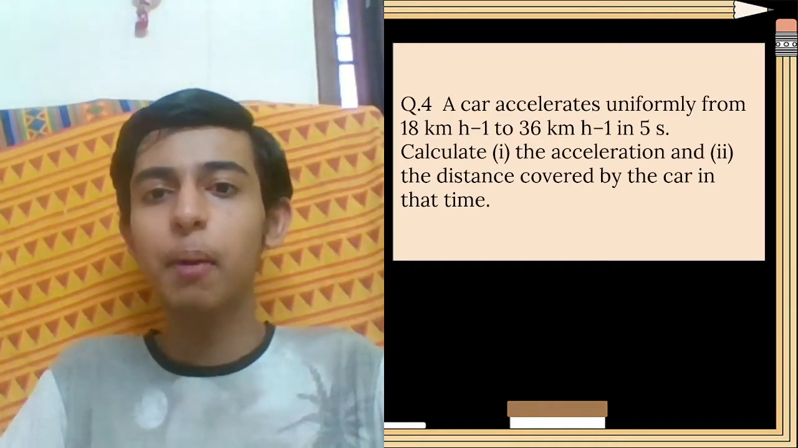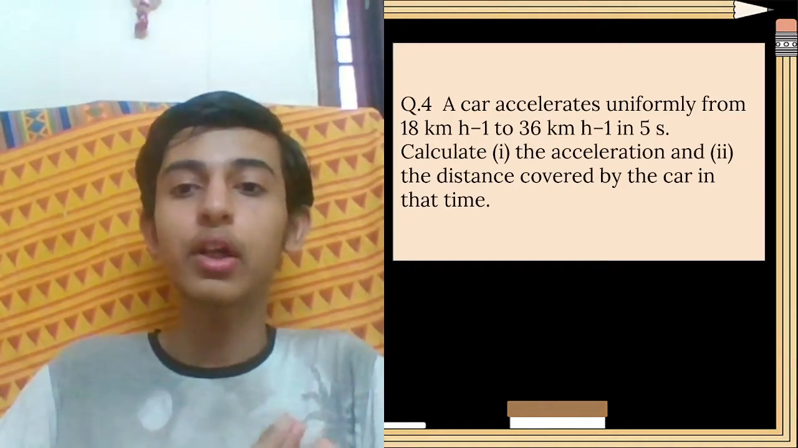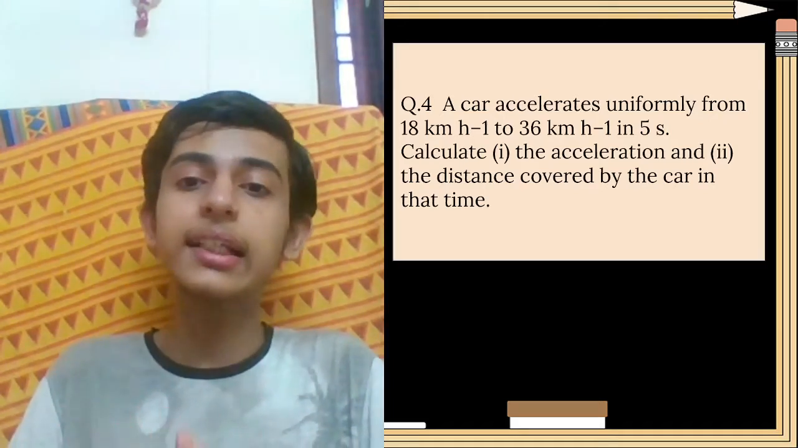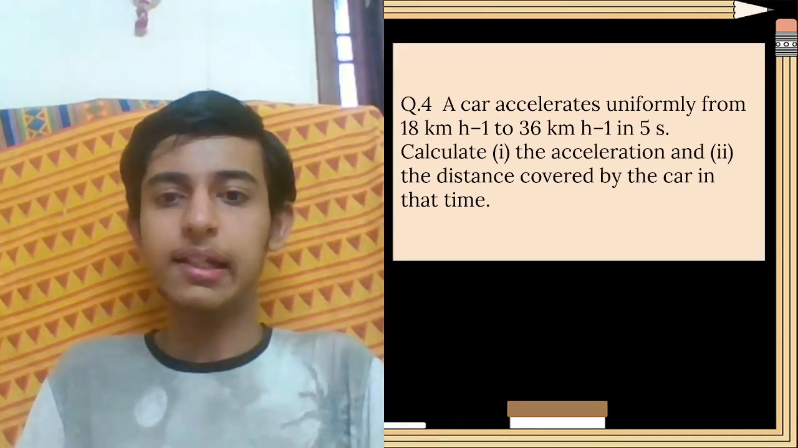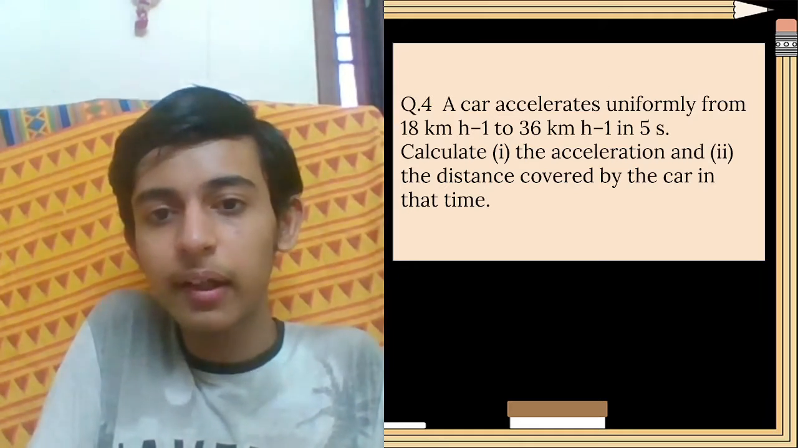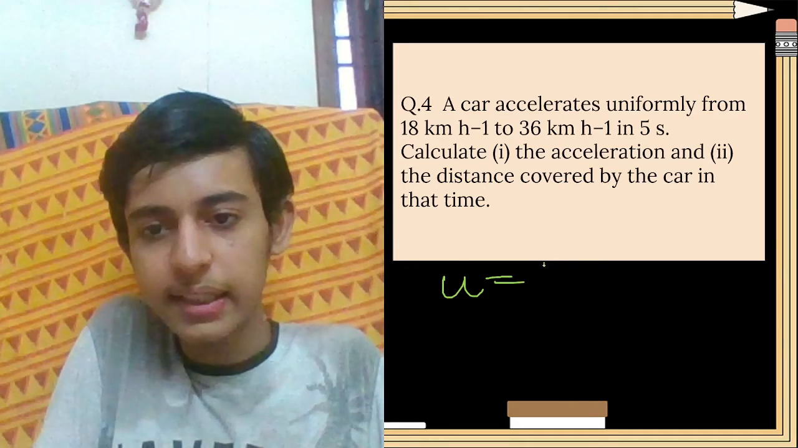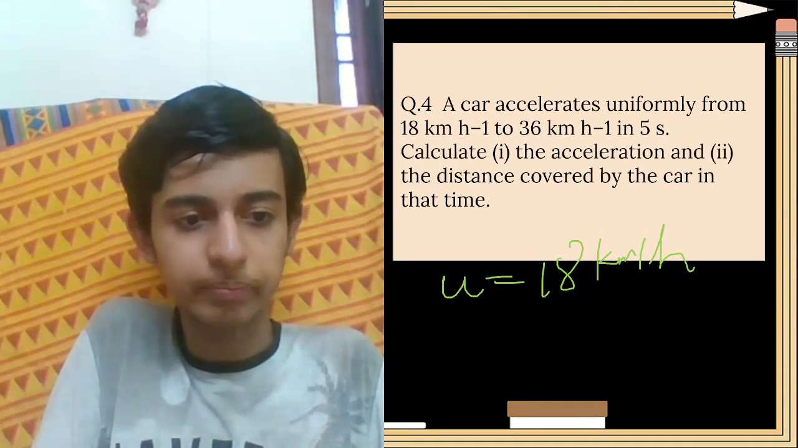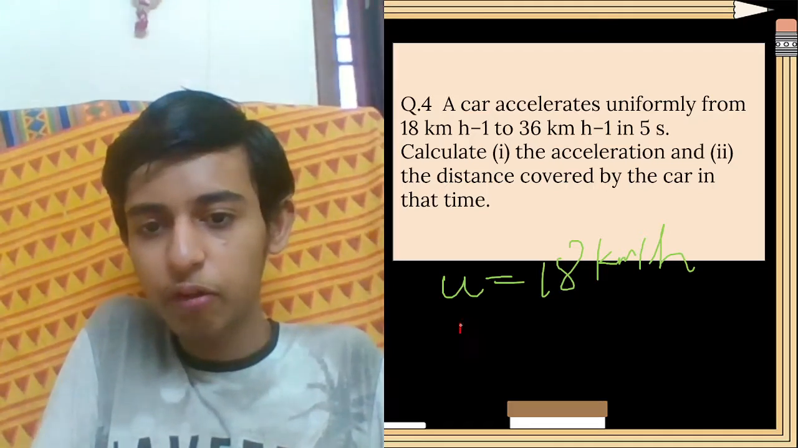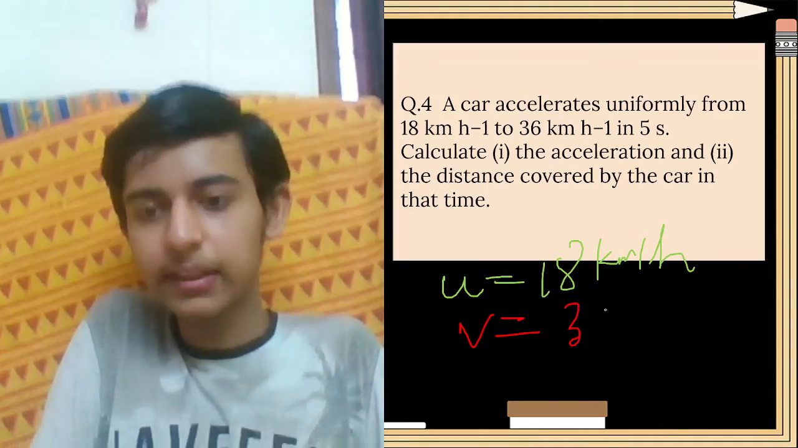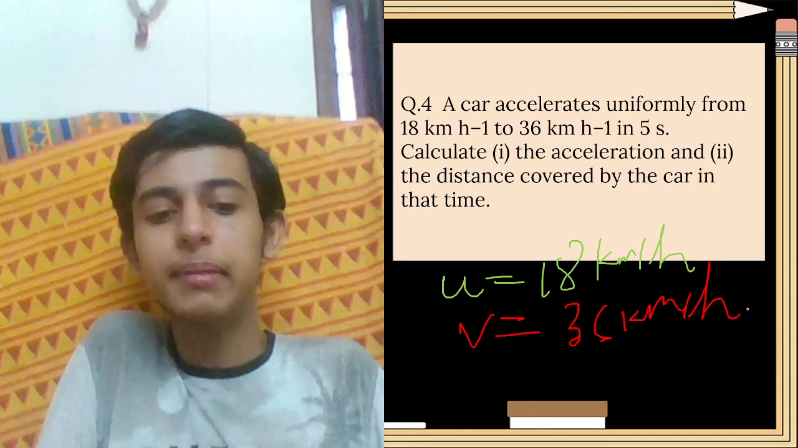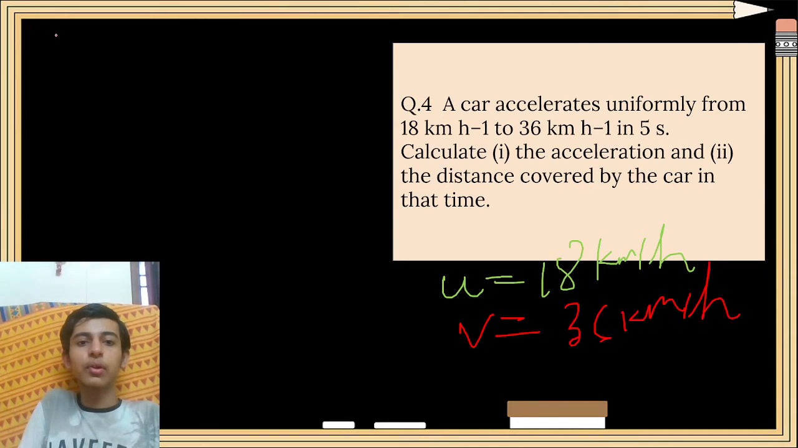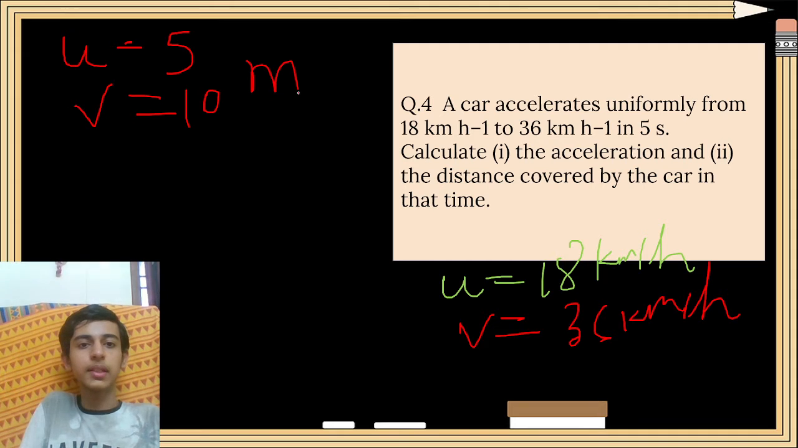A car accelerates uniformly from 18 kilometers per hour to 36 kilometers per hour in 5 seconds. Calculate acceleration and distance covered by the car in that time. So it is given to you that your initial velocity is 18 kilometers per hour, that is 5 meters per second. And your final velocity is given to you 36 kilometers per hour, that is 10 meters per second. So your initial velocity is 5, final velocity is 10 meters per second.